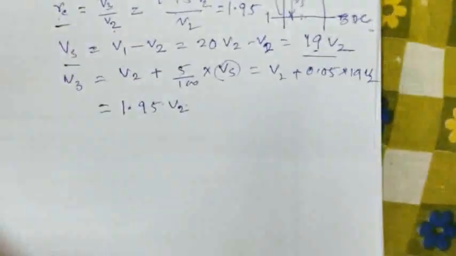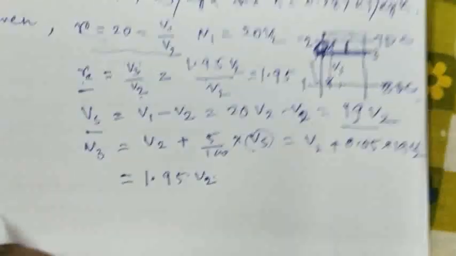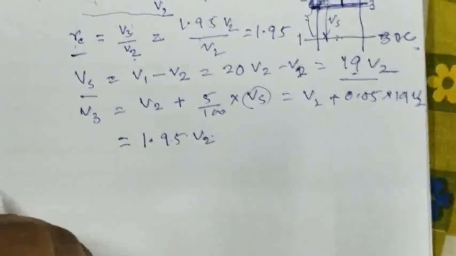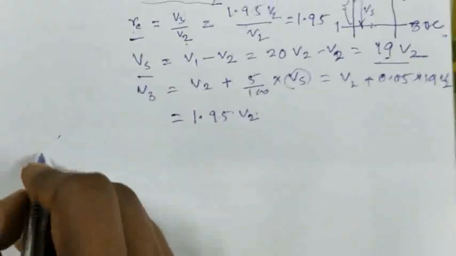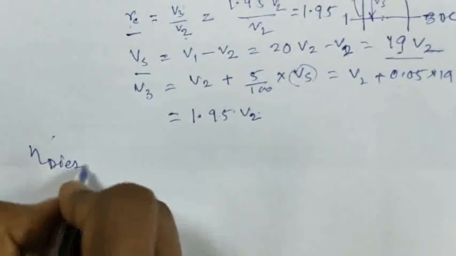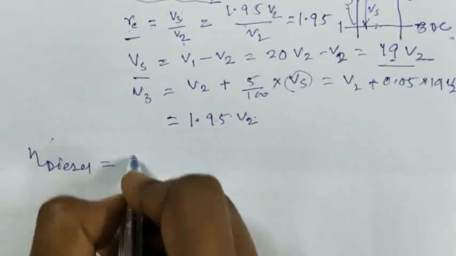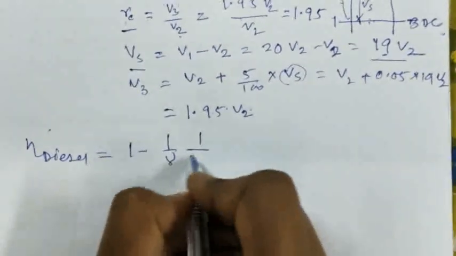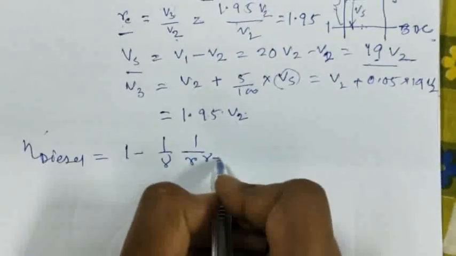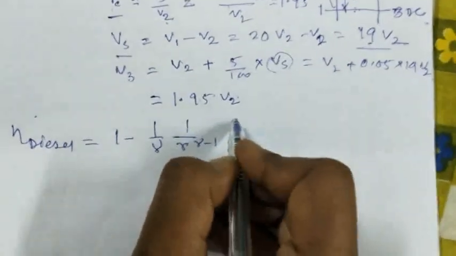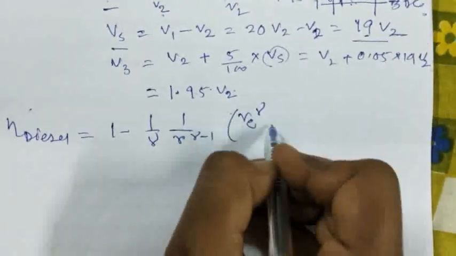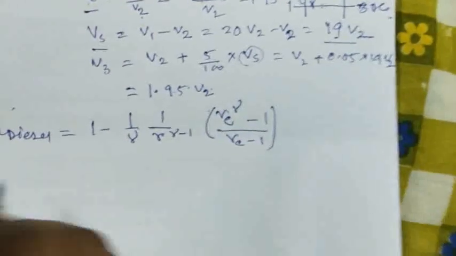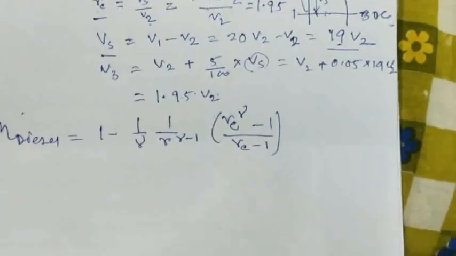So we have calculated the RC. Now we know the efficiency formula of a diesel cycle. Efficiency of diesel we know is equal to 1 minus 1 by gamma, 1 by r to the power gamma minus 1, where r means compression ratio, into rc to the power gamma minus 1 by rc minus 1. This is our efficiency of diesel cycle.